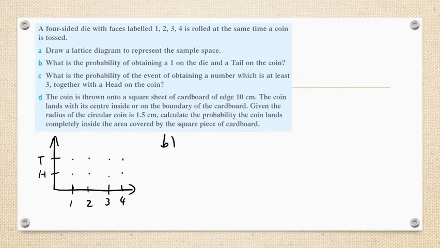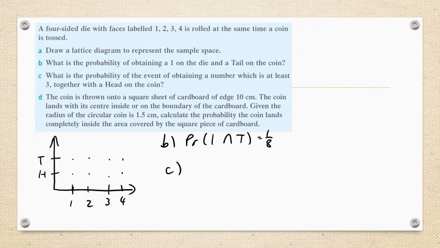Okay, B. What is the probability of obtaining a 1 on the die and a tail on the coin? This is where it becomes useful. We want a 1 and a tail, which is that one. Because we only have one of these happening, that must be 1 out of, this is a 4 by 2, so that's 8. C. What is the probability? I should fix that a little. Probability of 1 intersection T.